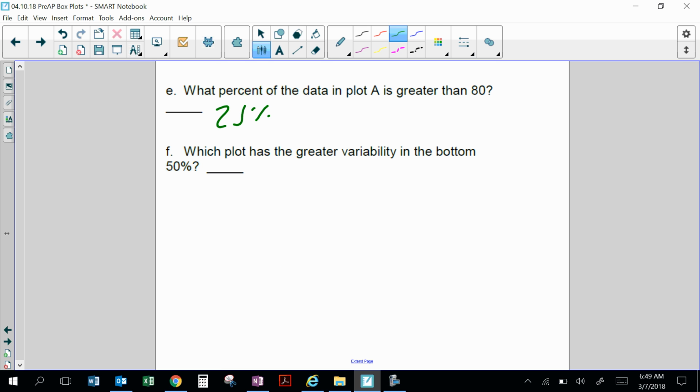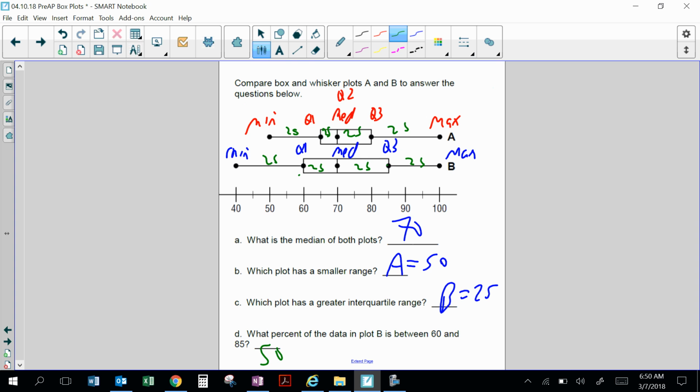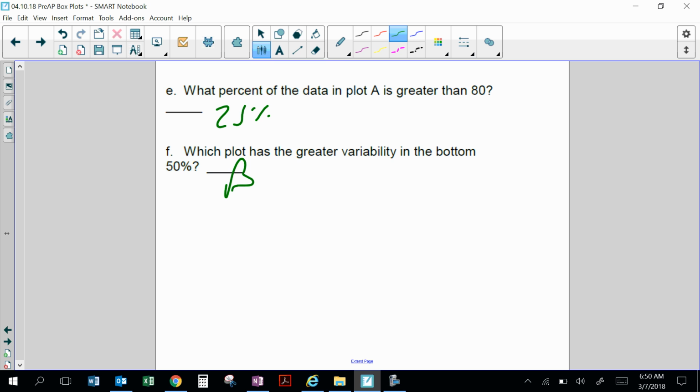Which plot has a greater variability in the bottom 50%? So let's look at the bottom 50%. Variability means more variety of numbers. So it goes from 50 to 70, but this one goes from 40 to 70. So it's B because it has a larger spread, a larger range.